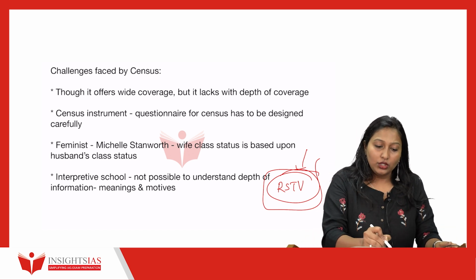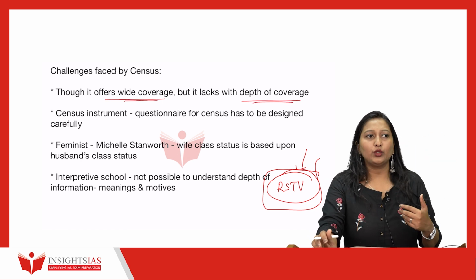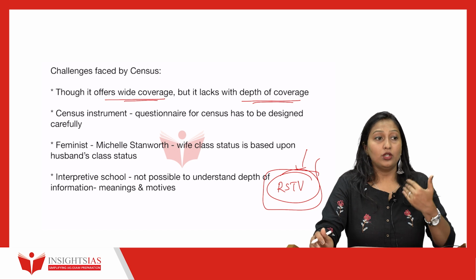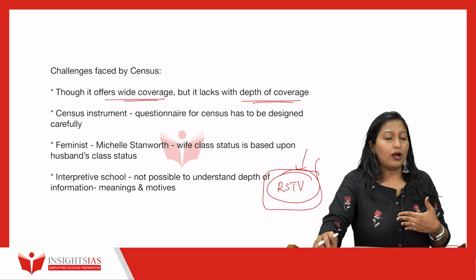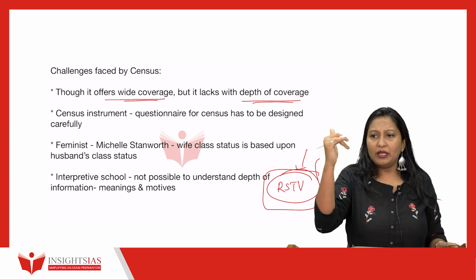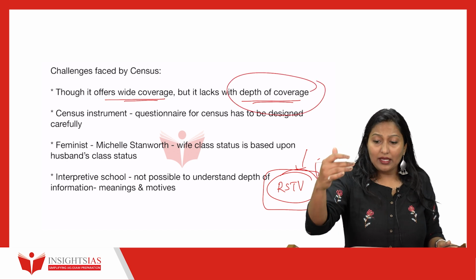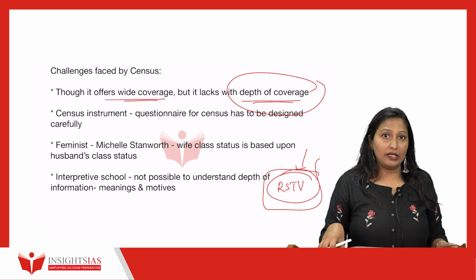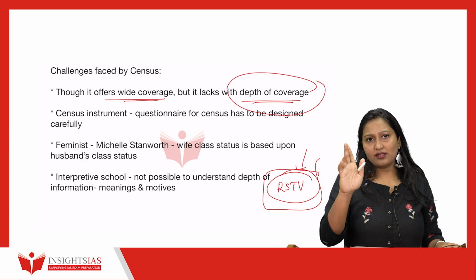The first is, though it offers wide coverage, it lacks depth of coverage. Wide coverage means it will collect data from a lot of people, many answers, but regarding depth, on poverty for example, they will just say we are BPL, below poverty line. But they don't tell why they have come to this level of poverty, what the reason is. All those things are not covered under census. This is one problem.